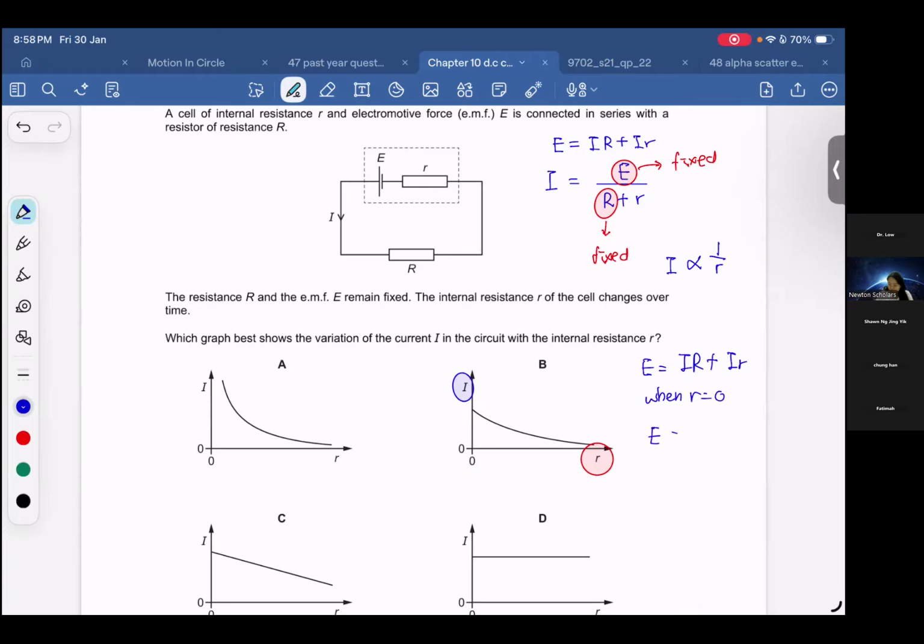So E will equal I times r, because here this one becomes 0. So E equals to Ir. What does it mean? It touches, okay? I will equal E over r. It has a value, so it should be touched. And if touching, this value should be E over r. The answer should be B. It will touch. Answer is B. Is that clear?